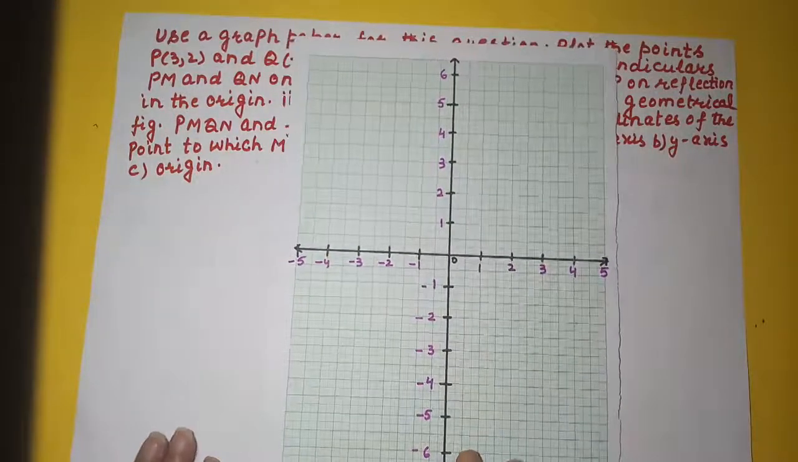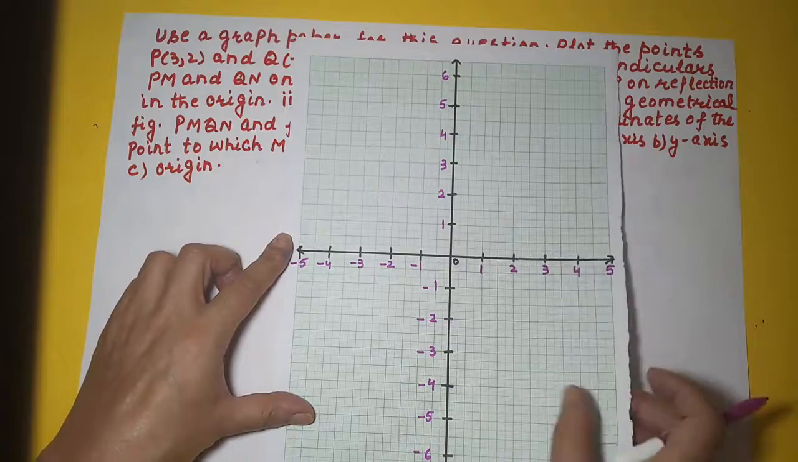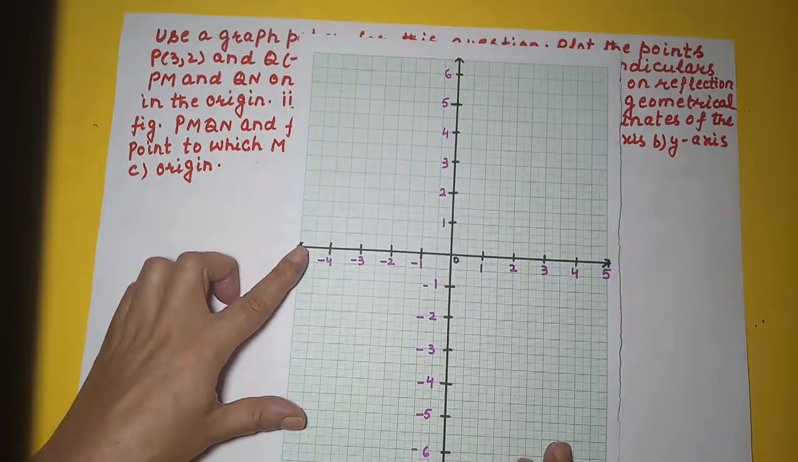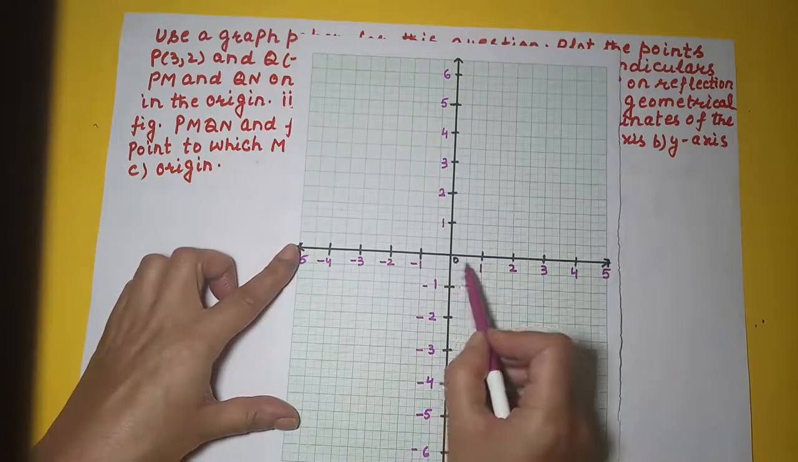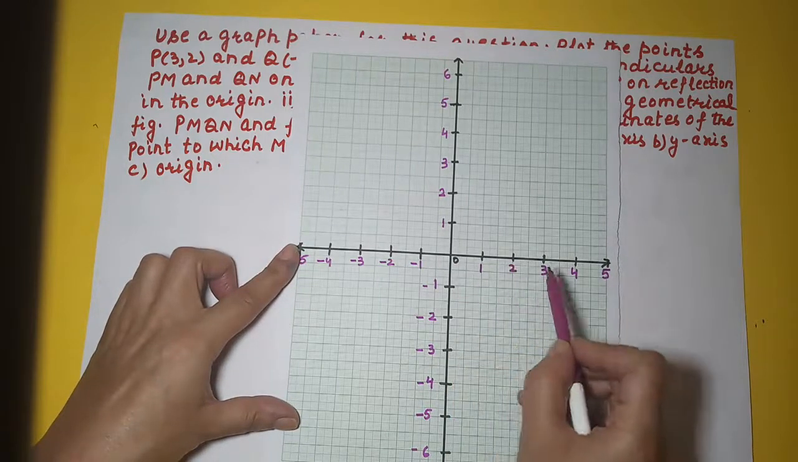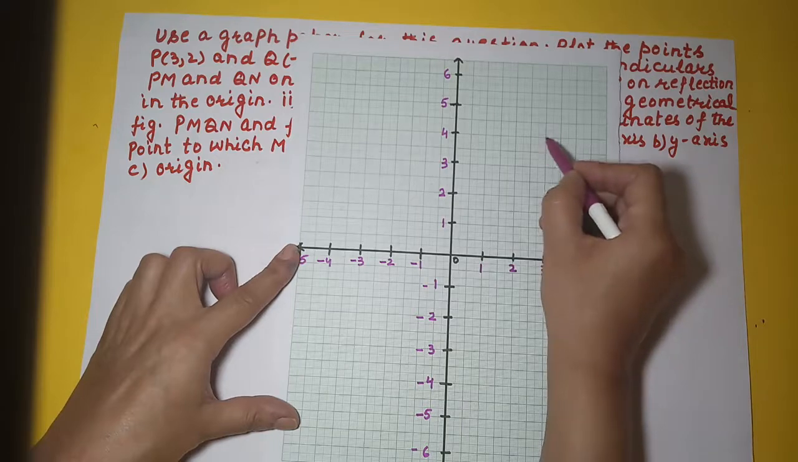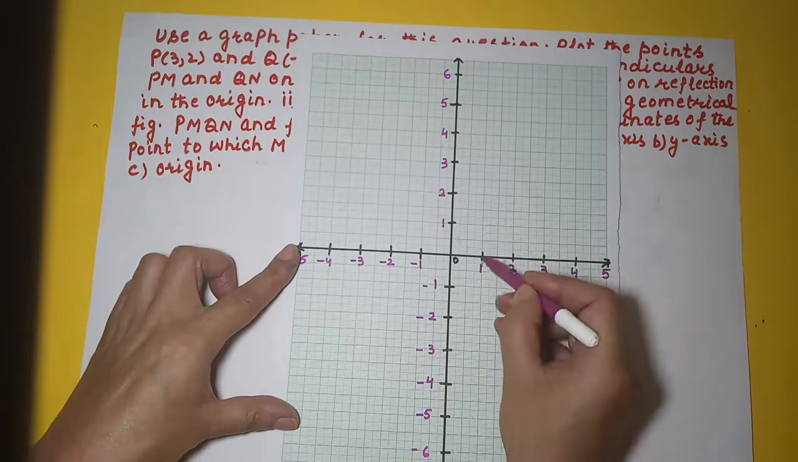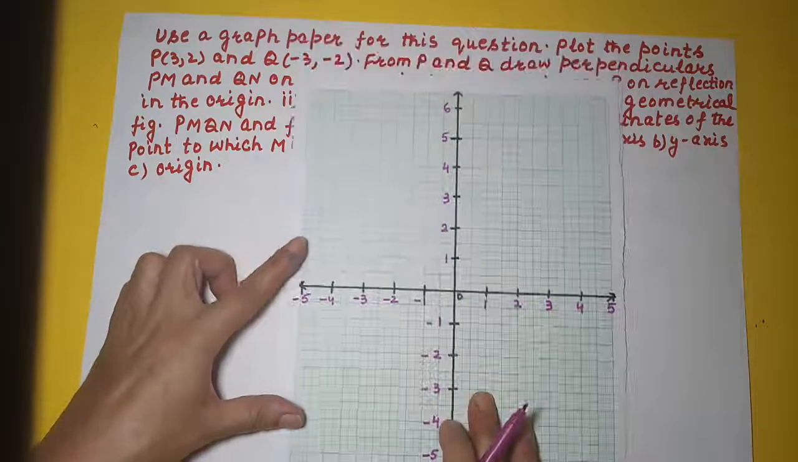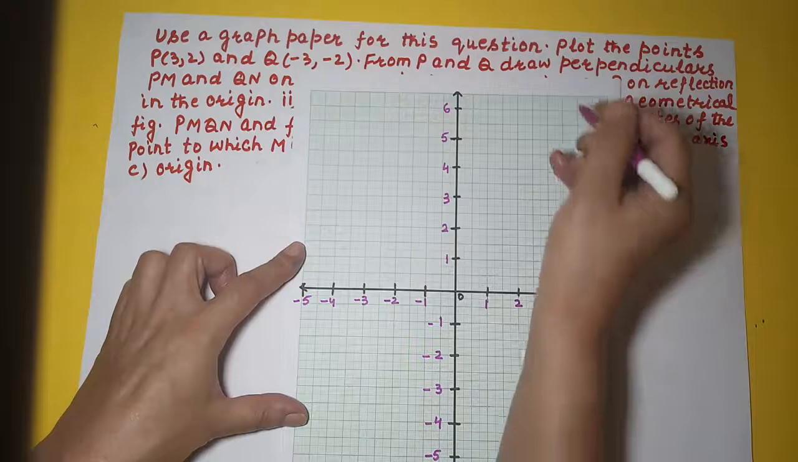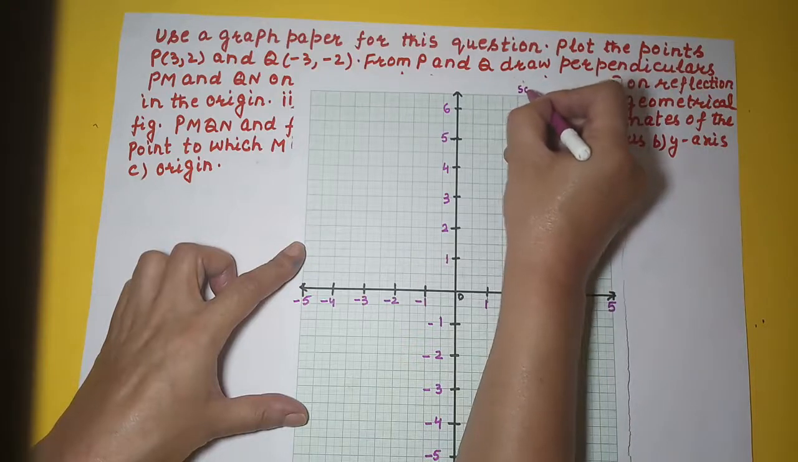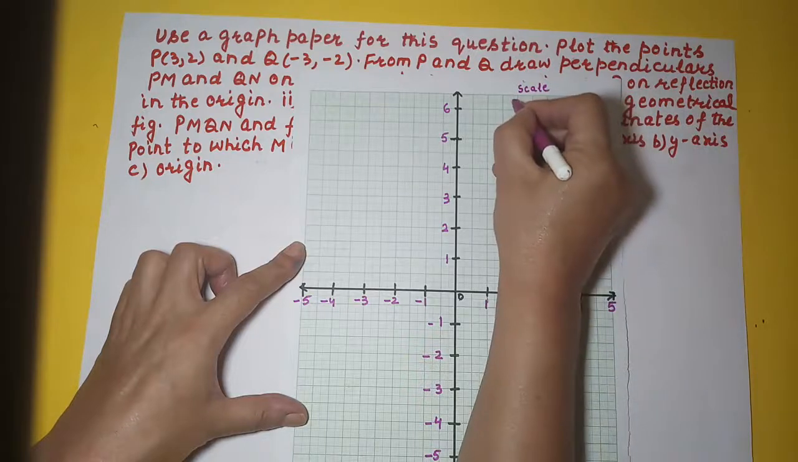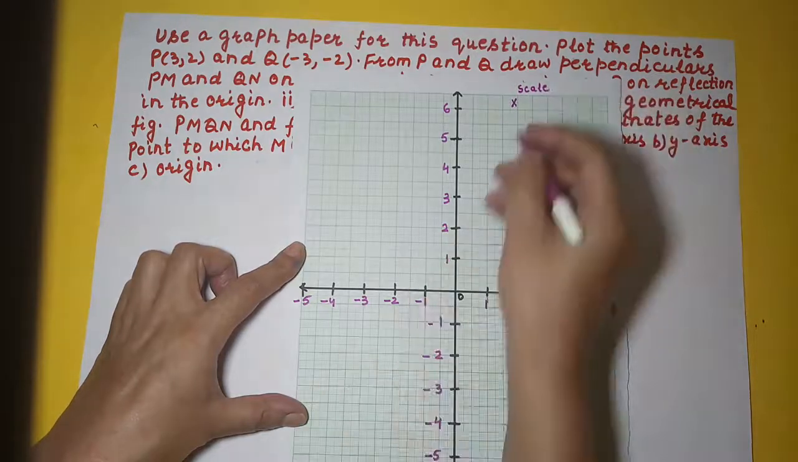First, we are not given the scale in this question, so we can use a scale of our own. Just as I have used 2 centimeters equal to 1 unit here. You see this small box is 1 centimeter. So I have used 2 centimeters to make 1 unit. So the first thing that you should do with the graph paper is to write the scale on the topmost part, right hand side of your graph paper. This is very important. This carries marks in the board examination.